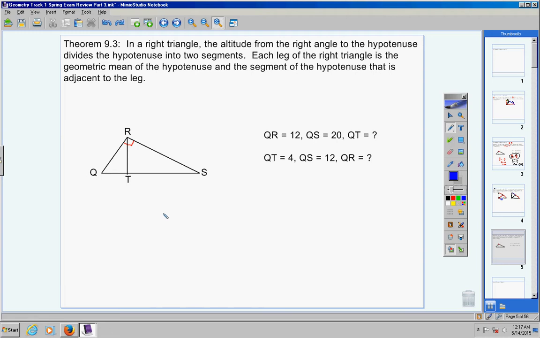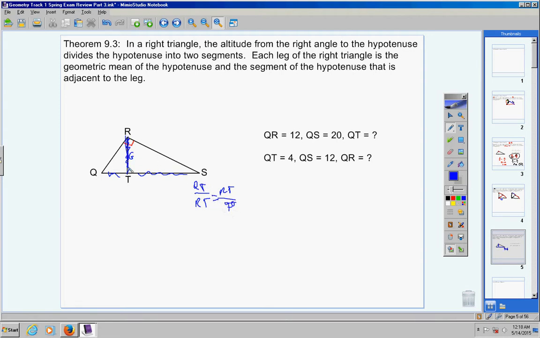Now, students, look, there are different formulas you could write down. If you thought for a second that you were dealing with this altitude here and this segment, then write the formula like I just taught you. RT is your geometric mean, so you put RT here, and then your other two segments, QT and TS, down here.